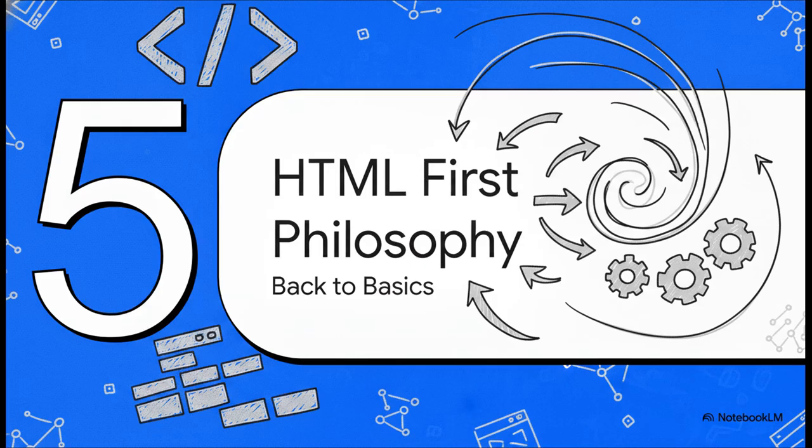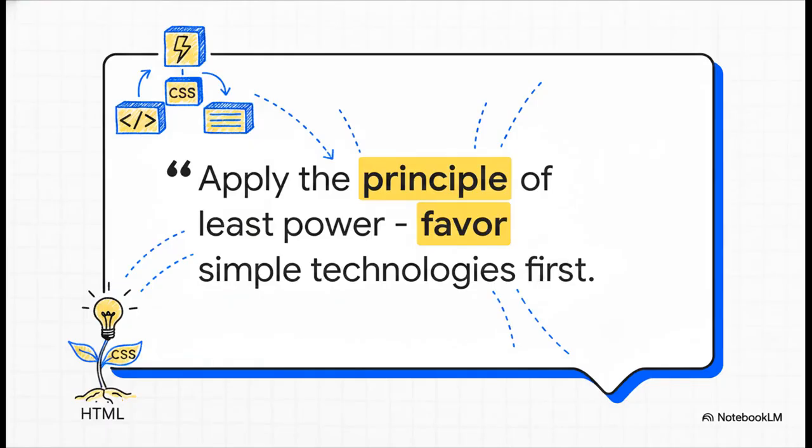Section 5, the HTML First Philosophy. Now, we're bringing it all full circle with the HTML First movement. This is driven by a core tenet beautifully captured in a quote from our sources: apply the principle of least power. So, what does that actually mean? It means that, as developers, we should favor solving problems starting with the absolute simplest technology first. You begin with plain HTML markup. If that's not quite enough to get the job done, then you move to CSS rules. And only when it's absolutely necessary do you start writing custom JavaScript.